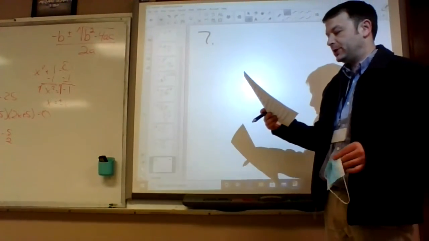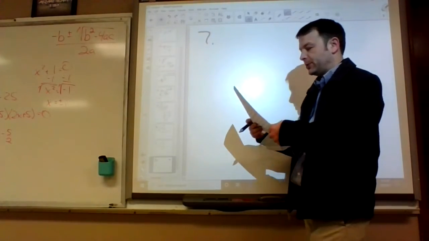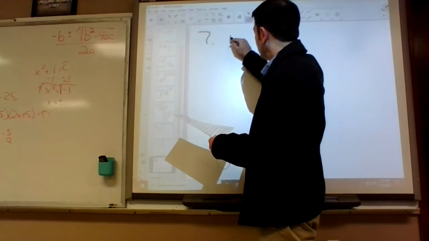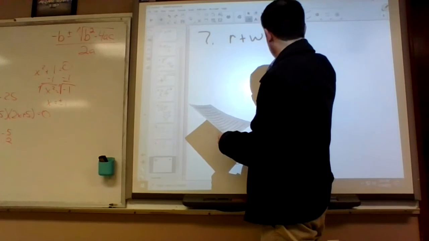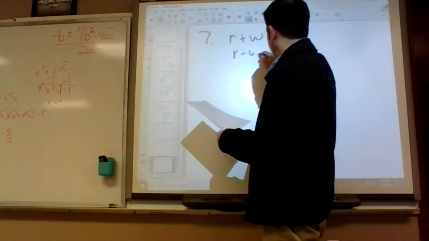Okay, flying with the wind, a plane, that looks exactly the same, doesn't it? Flying with the wind, a plane went 336. R plus W equals 336. R minus W is 258.